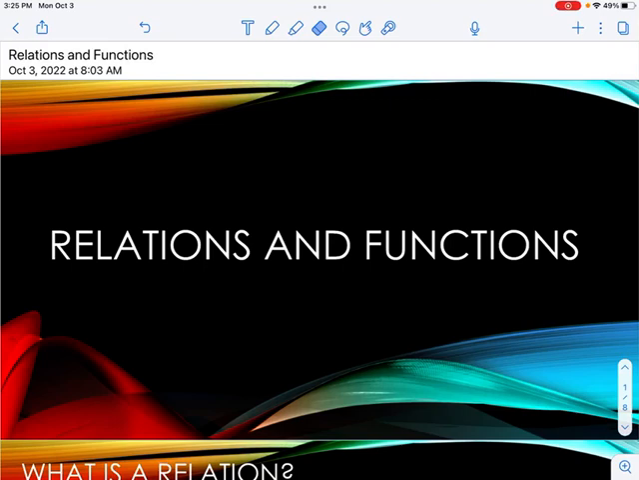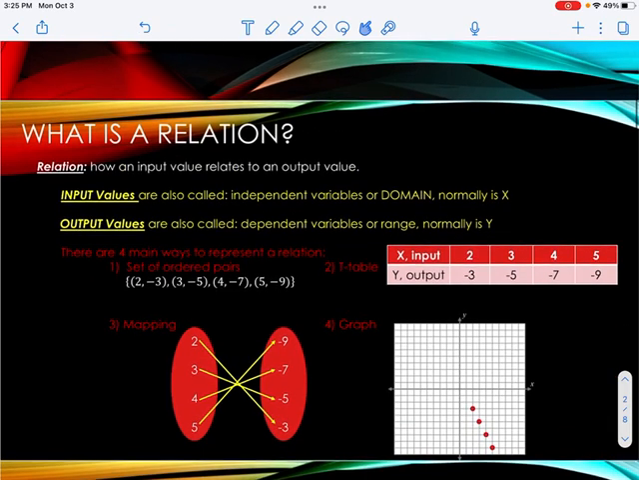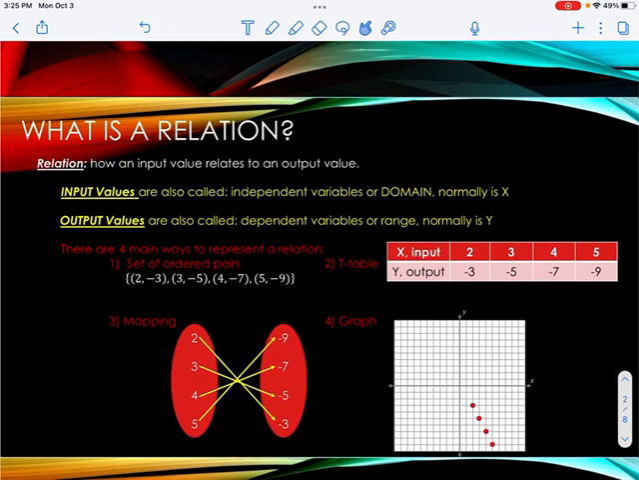All right, we are going to be doing relations and functions. We're going to be talking about the combination of what is a relation, what is a function, and how do we determine those. So we're going to start off with a relation. A relation is simply how an input value relates to an output value.